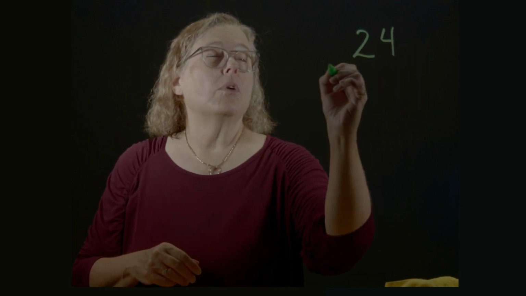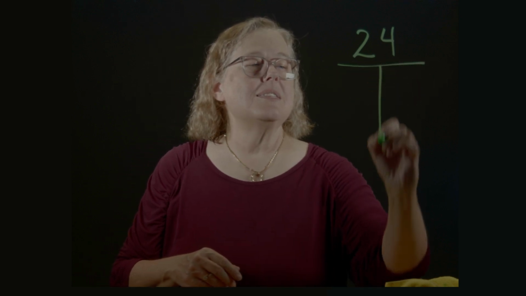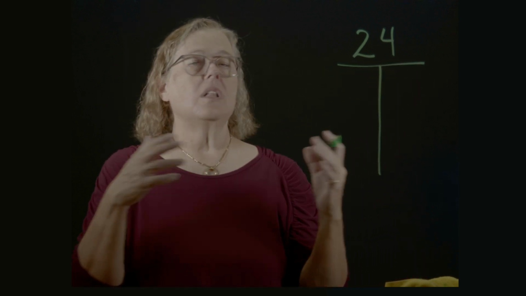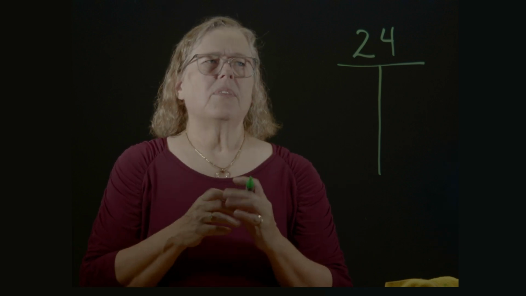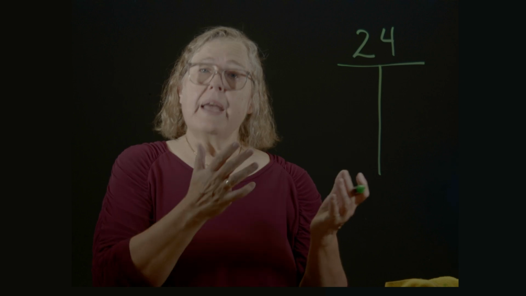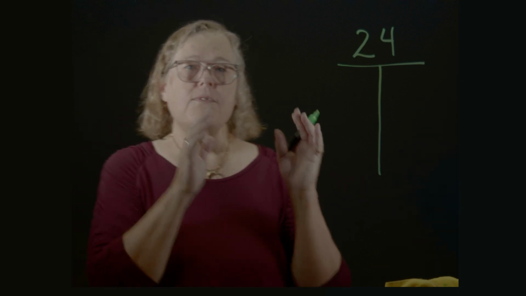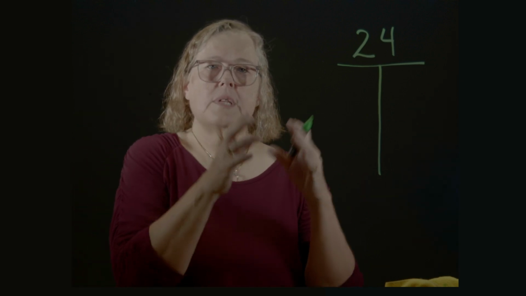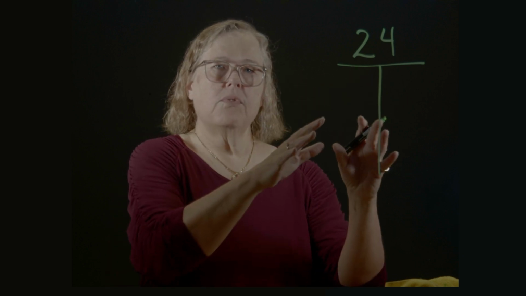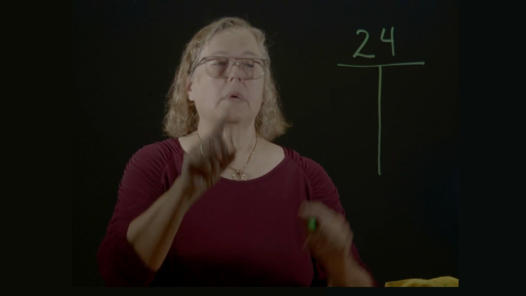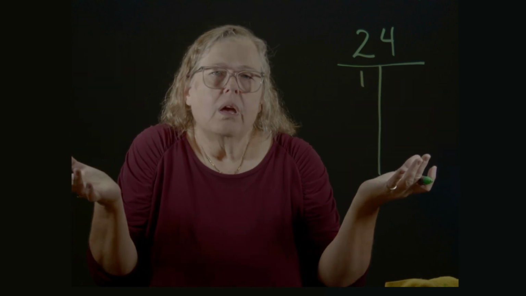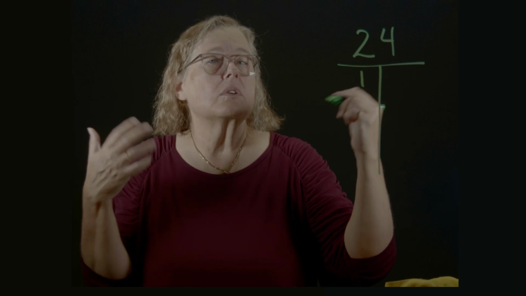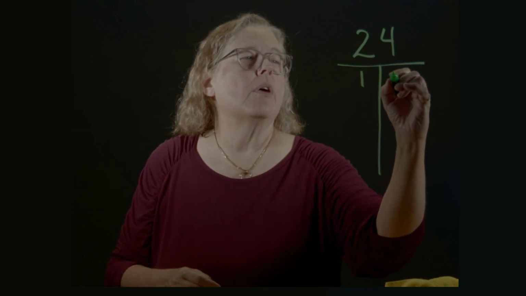So here we have 24, and we're going to make a t-table underneath it. I think this is the easiest way to show factors. There are a lot of different ways to do it, and if you're good at it, do it your way. But if you struggle with factors, this might help. When looking for the factors of 24, I'm always going to start with 1. I'll put a 1 here and ask, 1 times what is 24? In other words, 24 divided by 1 is 24. Hopefully we know that one already.